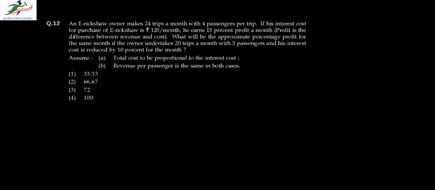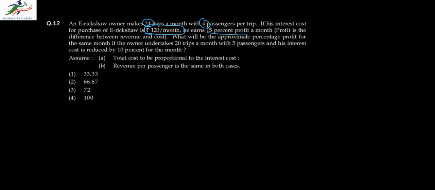We move to question number 12. This talks about an e-rickshaw owner making 24 trips a month with 4 passengers, and he earns a certain amount of money. He's also paying interest on the e-rickshaw, which is 120 rupees per month, and overall he's earning a 15% profit.